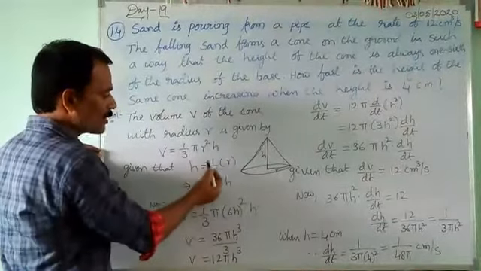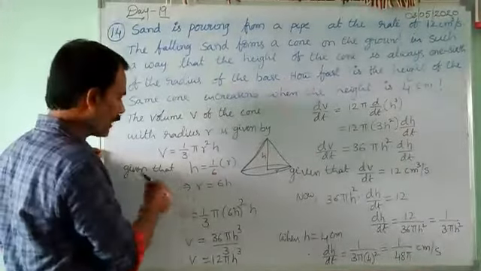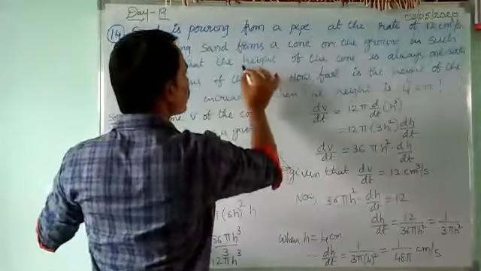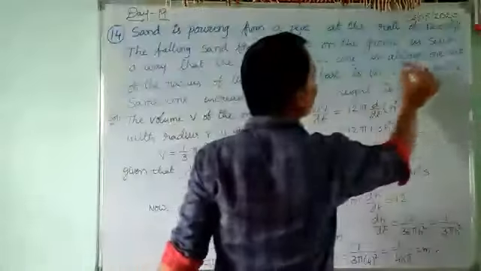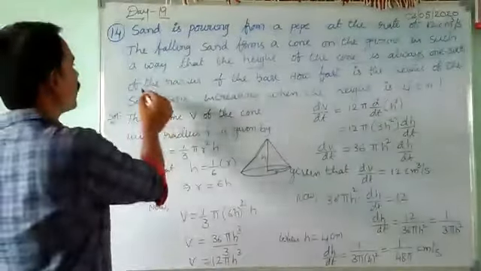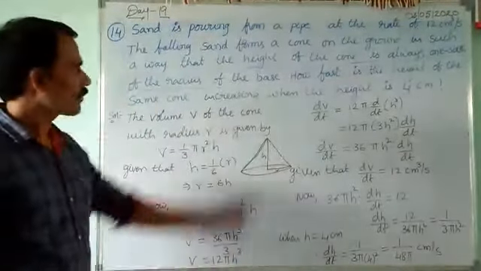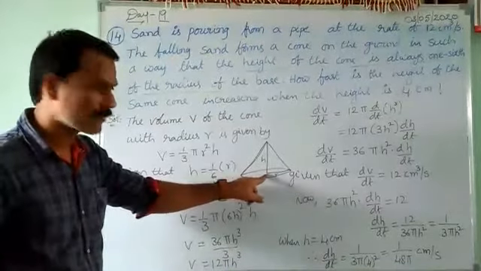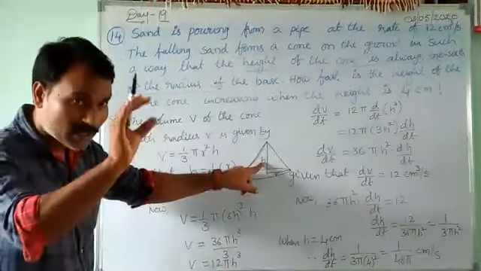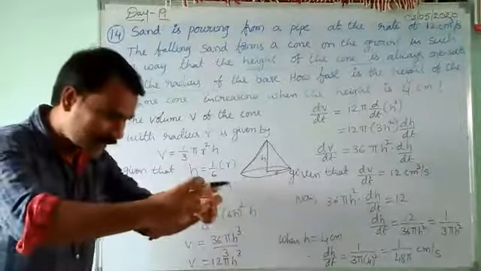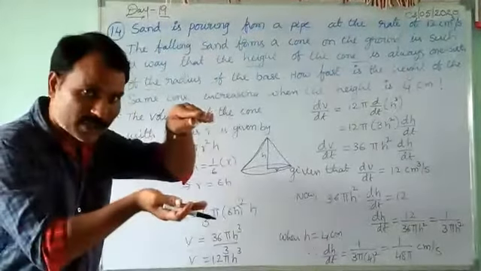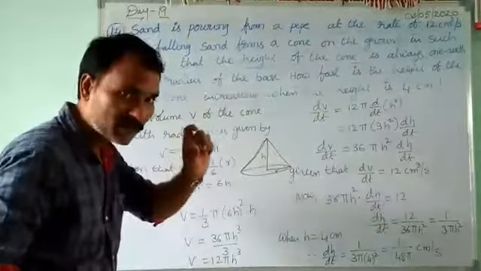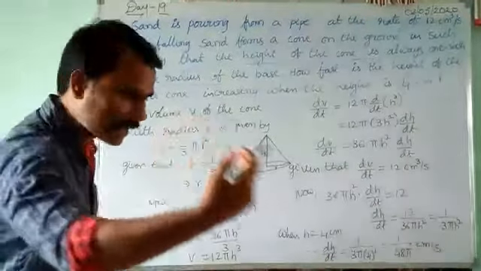Okay guys, H is equal to 1 by 6 into R, I have written. Why? Because it is given. The height of the cone is always 1/6 of the radius of the base of the cone. This height is the 1/6 part of the radius. That means the radius is more and the height is short. That is the meaning. I wrote the diagram differently. So understand it: the height of the cone is 1/6 part of the radius.